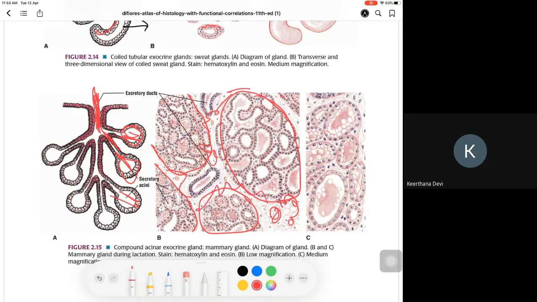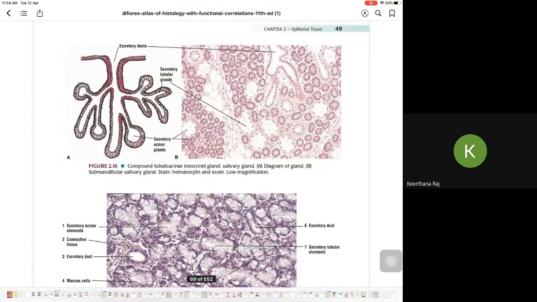Super. And you all know the breast is a modified sweat gland or sebaceous gland. So it's a compound tubulo-acinar exocrine gland, a salivary gland. A shows a diagram of the gland, and B shows a submandibular salivary gland. In A and B, the excretory duct has been mentioned, and the secretory tubule glands and the secretory acinar glands.